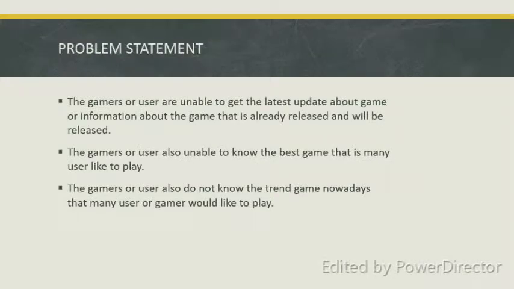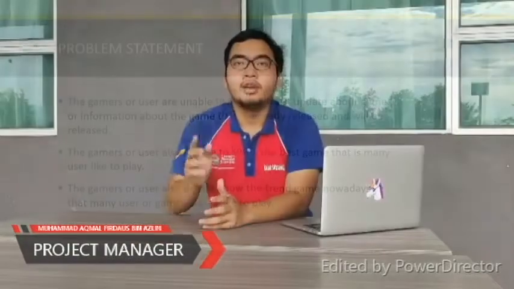Then I want to tell you about the problem statement for the Game Recommender System. The gamers or users are not able to get the latest updates or information about games that are already released and will be released. The gamers or users are also unable to know the best games that many users like to play. They also do not know the trending games nowadays that many users or gamers like to play.